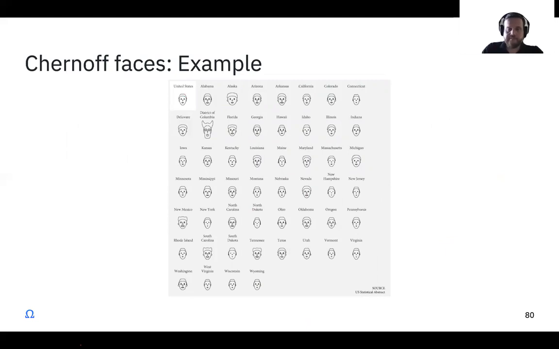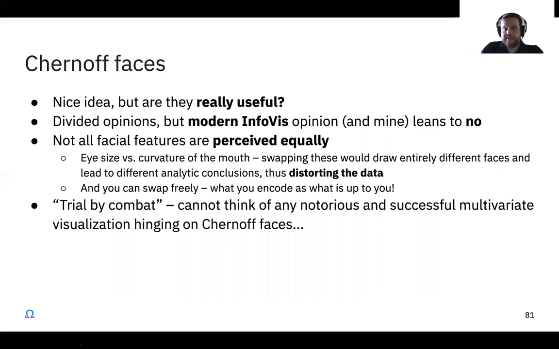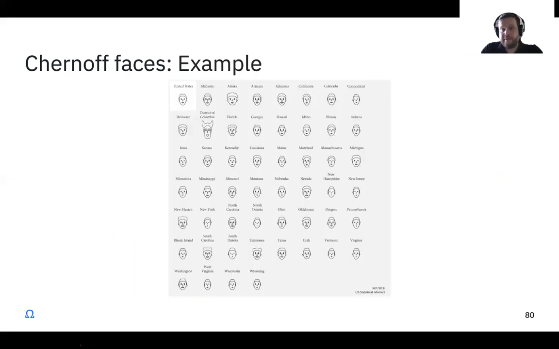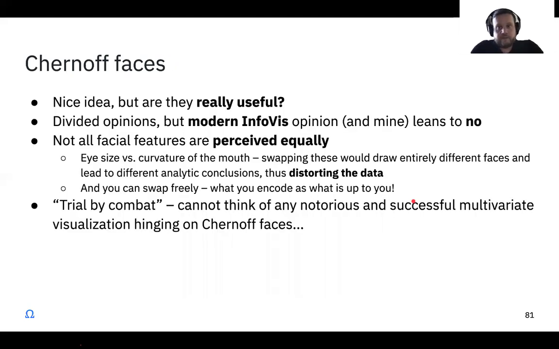That's the glyph example. It's a nice idea, but are they really useful? Have we been able to glean something else than that the District of Columbia is completely different than everything else here? There's divided opinion on this. Each InfoVis course over the world teaches Chernoff faces. So does ours. But I would say that modern InfoVis opinion, and mine as well, leans to that they are not actually that useful.